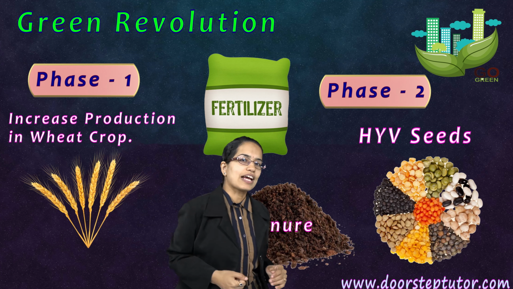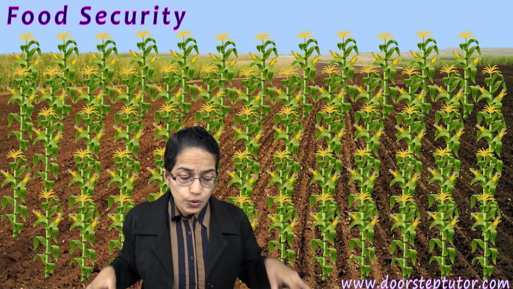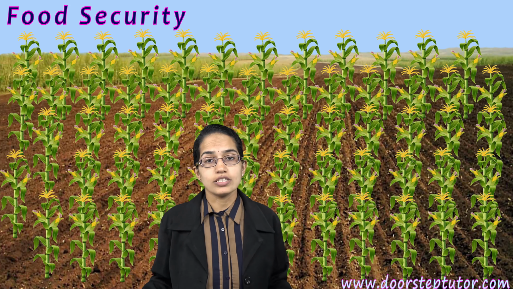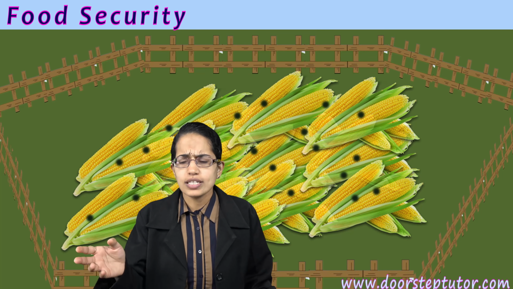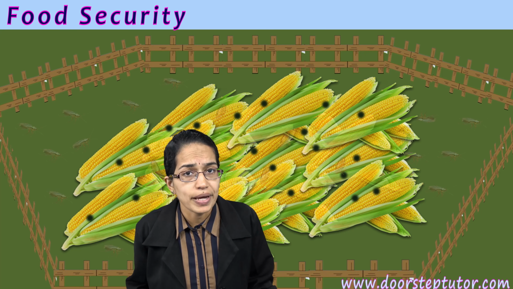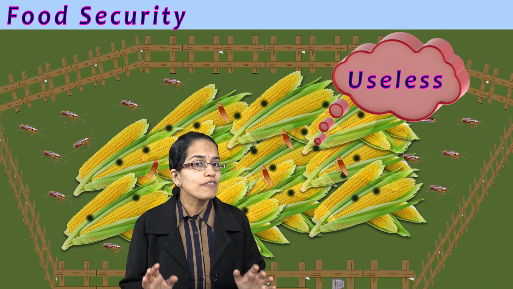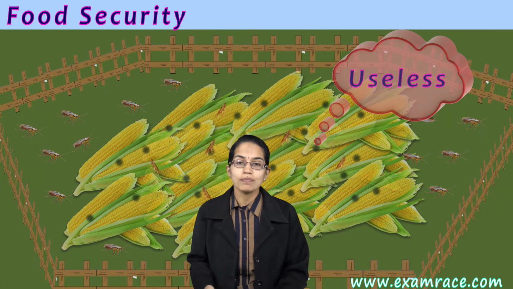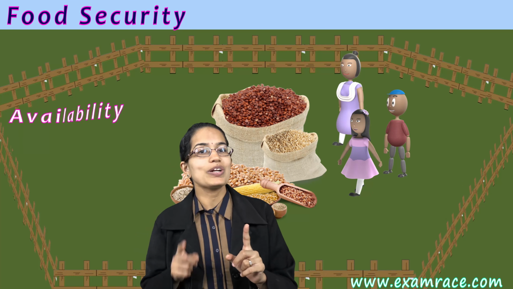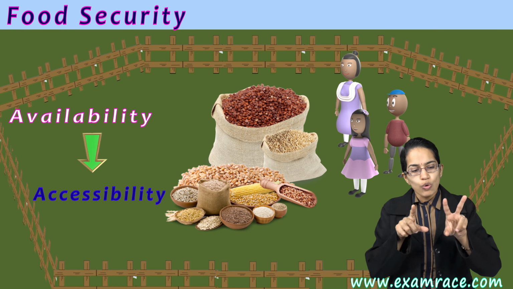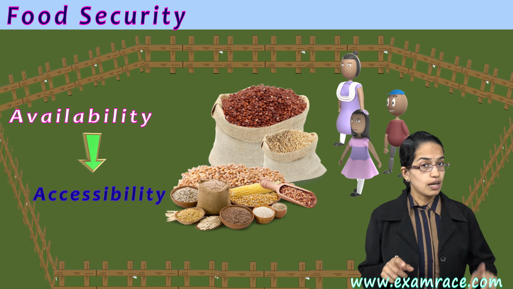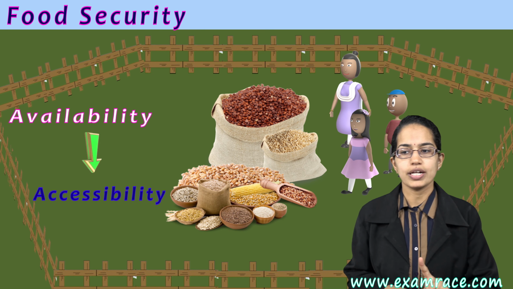The next important thing that we need to keep in mind is food security. Let's say today I produce 1,000 tons of food grains, but if it is kept in a storage and it all vanishes off, or it's infected by a rodent or a pest, then it's useless. So what we need to understand is there should be proper availability of the food, as well as the available food should be accessible. So those are the two priorities that we focus under food security.